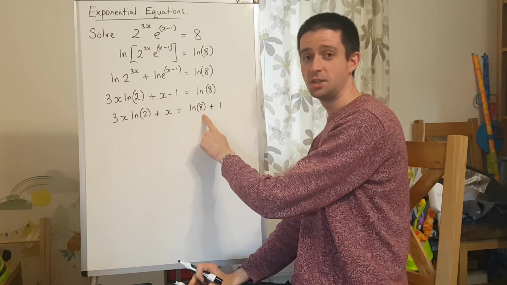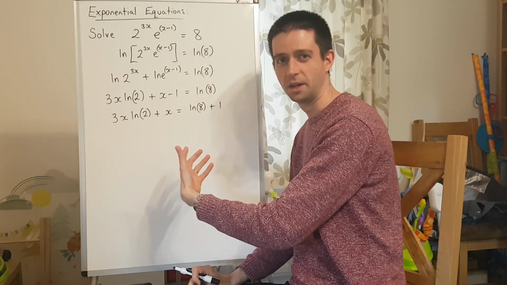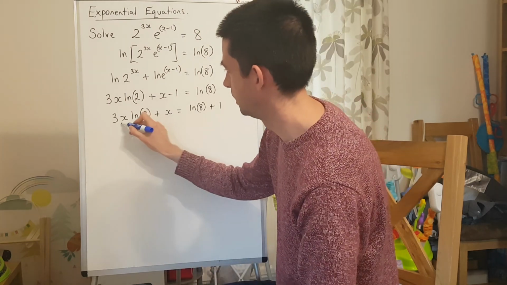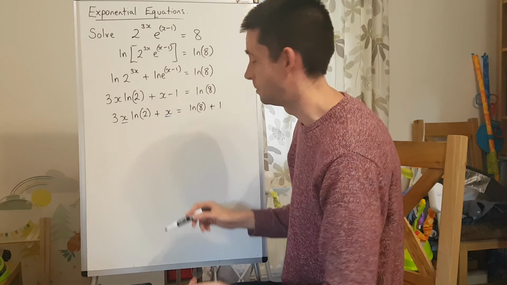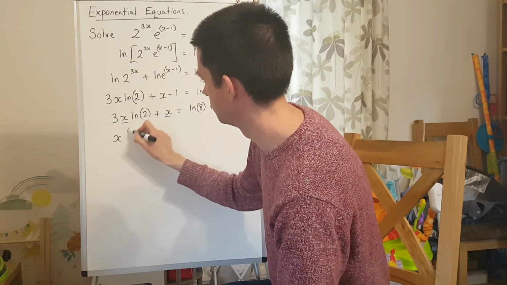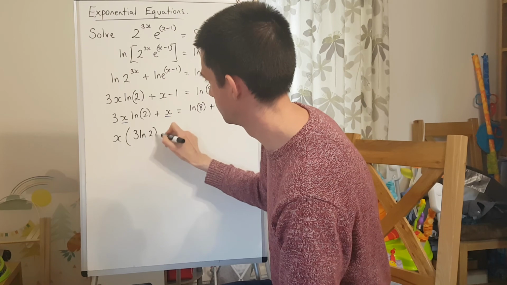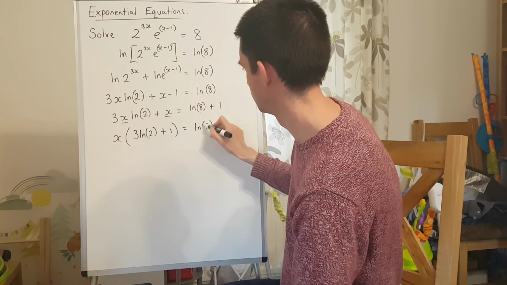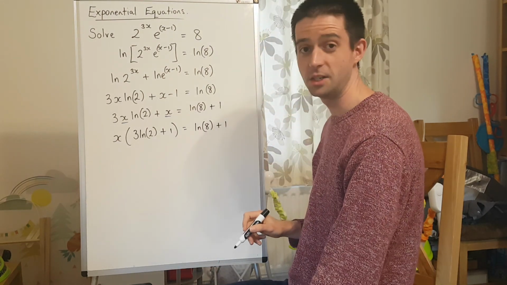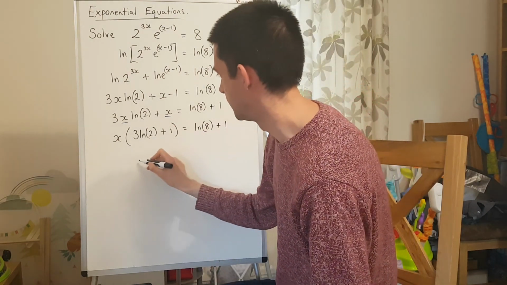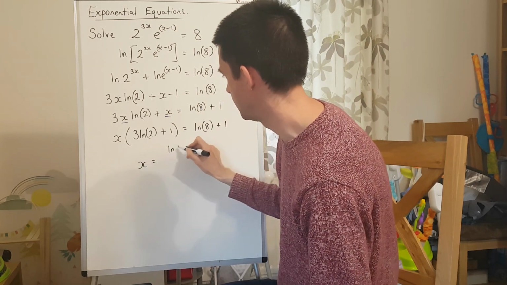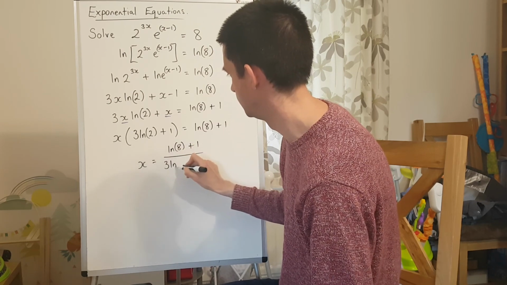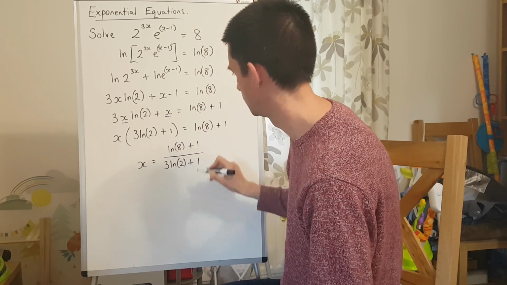Remember, the bracket around the 8 is really important so that I don't think in my next line of working that it's ln 9. Here, again, I have x appearing in two places in each term. So I have x bracket 3 ln 2 plus 1 when I factorise, equals ln 8 plus 1. And then dividing through, x equals ln 8 plus 1 over 3 ln 2 plus 1.